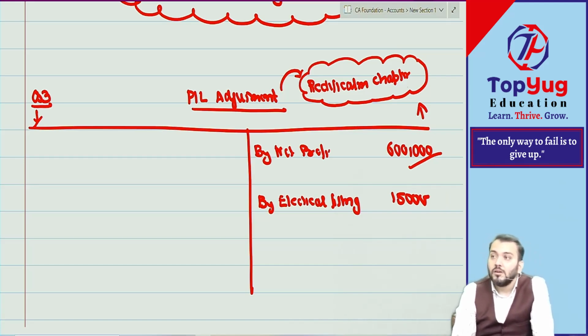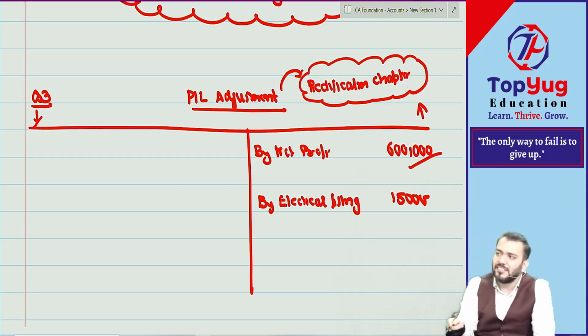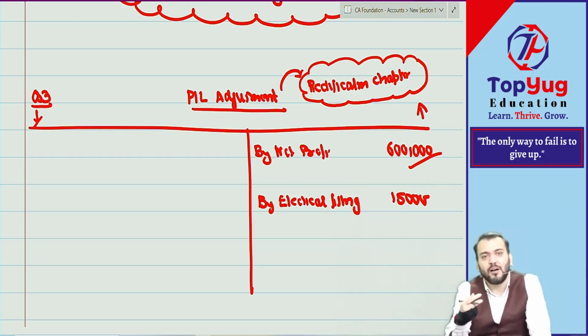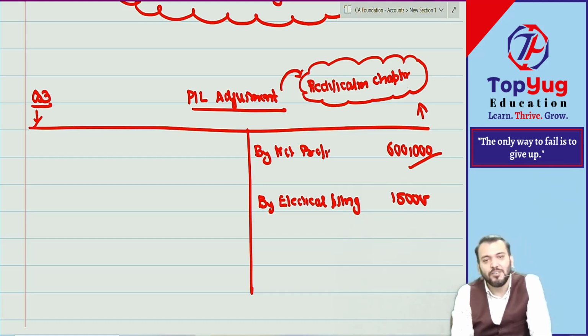Understood? Or a simpler way, if I say it more simply: if due to rectification an asset increases, what journal entry? Asset account debit to PL adjustment account. If due to rectification an asset decreases, then what journal entry? PL adjustment account debit to asset.